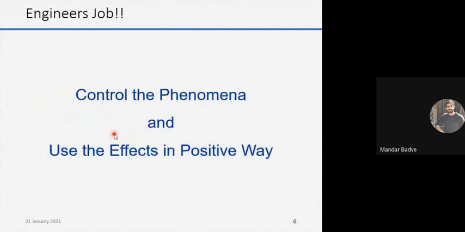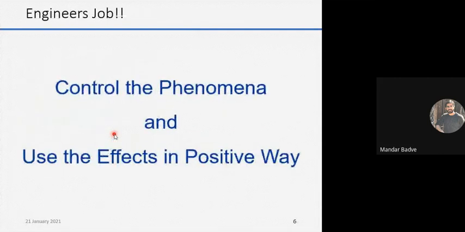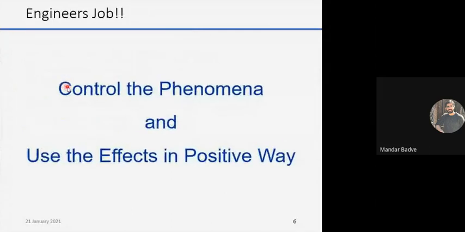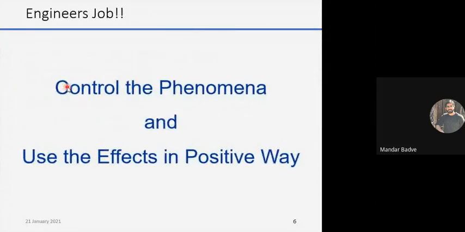But as an engineer, our job should be not only to control the phenomena, but to see whether we can use these effects in a positive way. We knew from past experience that cavitation is bad for ship propellers, because you observe corrosion, you observe pitting as well, and therefore it reduces the life of these impellers and propellers. But can you utilize these effects in a positive way, right? That should be the job of an engineer, not just to control the phenomena, but to use the effects in a positive way.